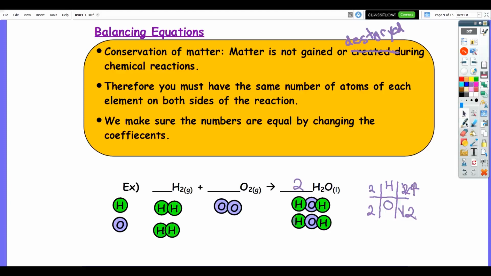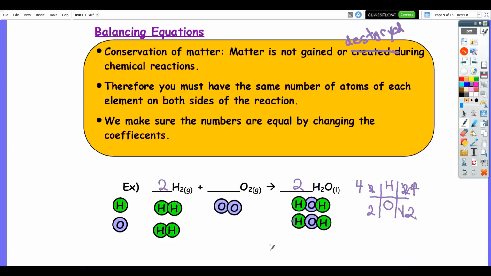So now I have 2 molecules of hydrogen gas here. So 2 times 2 gives me 4. And this is why I like drawing it out, because I can also count it. 2 molecules of H2, 1, 2, 3, 4 H's.